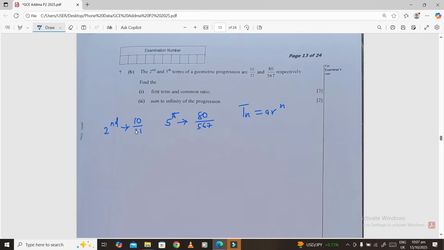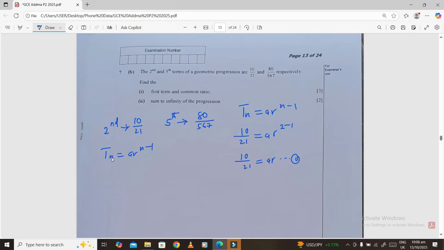So we know that the second term is 10 over 21, which is equal to A, we don't know, r, we don't know, while n, we know that it's 2. Minus 1. Actually, the formula must have a minus 1 here. So this is 10 over 21 equal to A r power 1. This is equation 1. Because 2 minus 1 will give us a power 1. That's it.